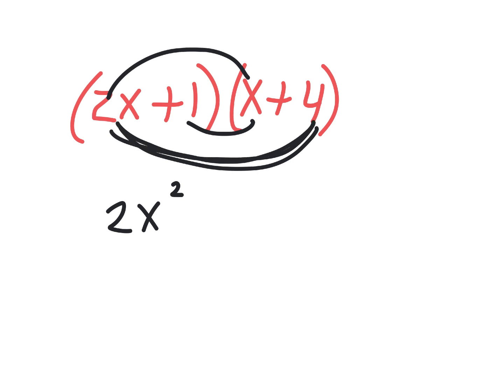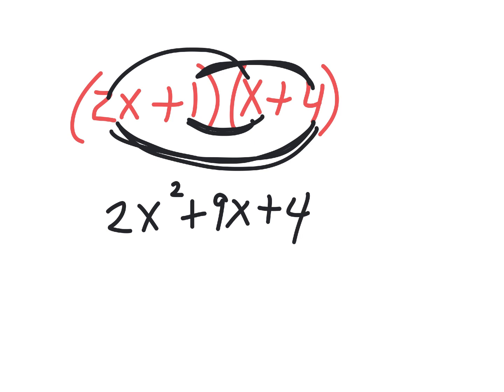The outside makes 8x. Inside makes 1x. You can do them in your head. That's fine with me. What's 8x and 1x make? Come on. 8x, 1x? 9x. Good. And then the last are these two that haven't been multiplied yet. That's 4. There. Do you get, if I had given you this question, this would have been the answer.